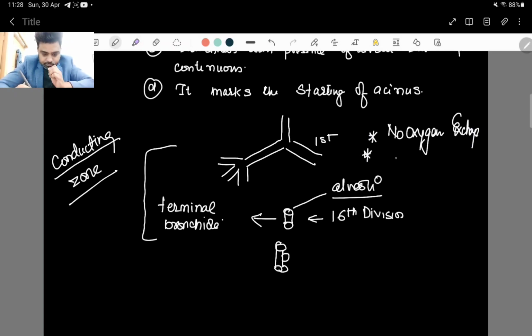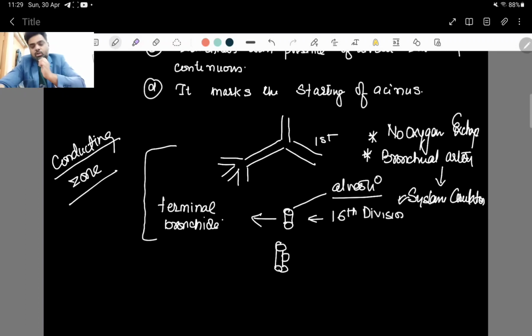Second, it is supplied by the bronchial arteries. After supplying, the blood is taken into the systemic circulation. Okay.